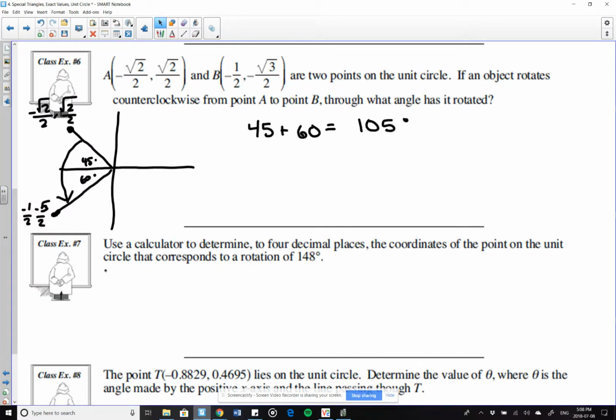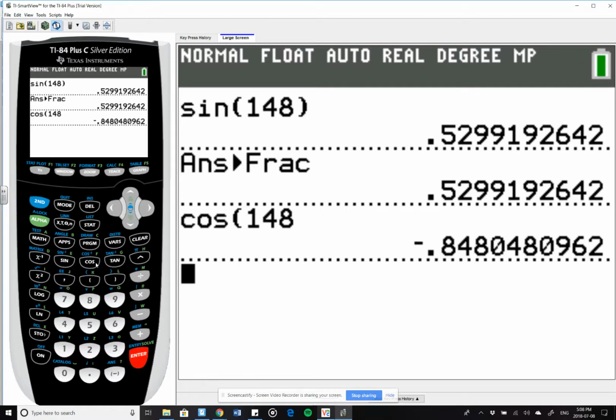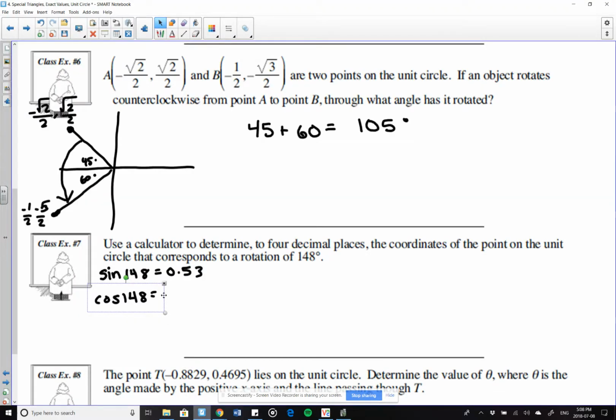So sine of 148 gives me 0.53. If I looked at cosine of 148, that's going to give me a different value. Cos of 148 gives me an answer of negative 0.848, so about negative 0.85. And they wanted it to 4 decimal places. We just did 2.